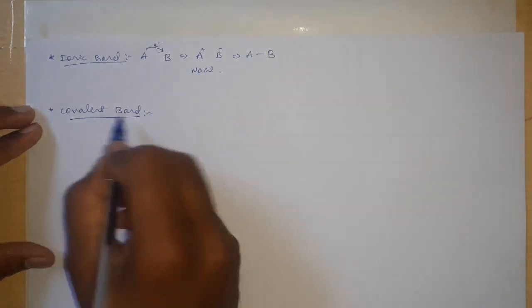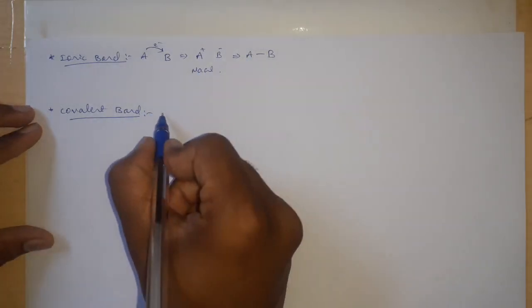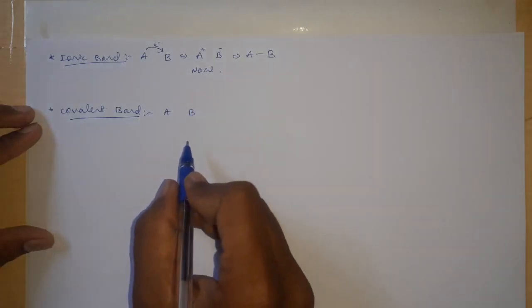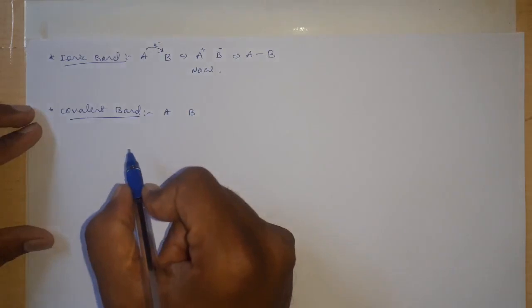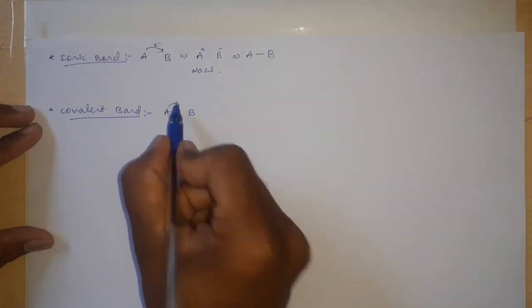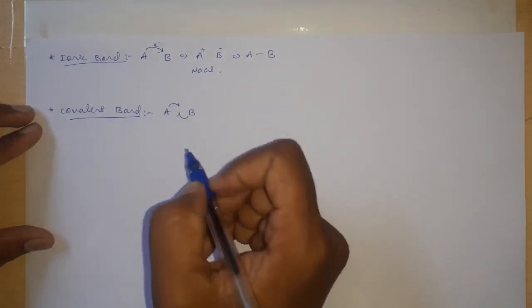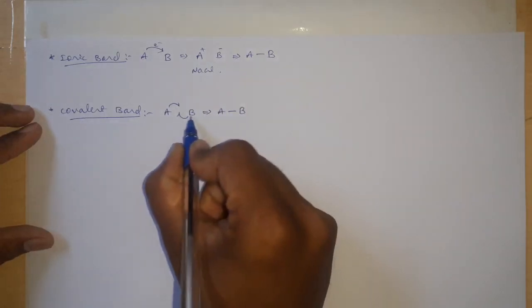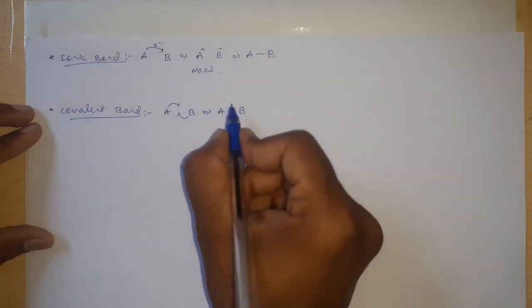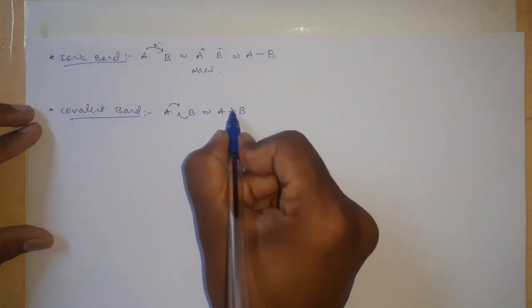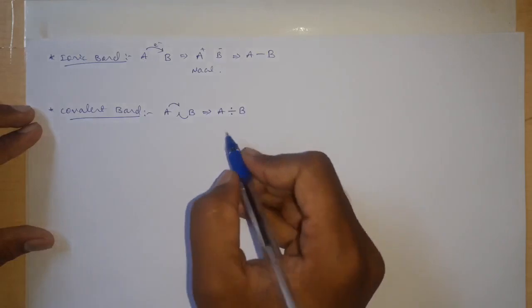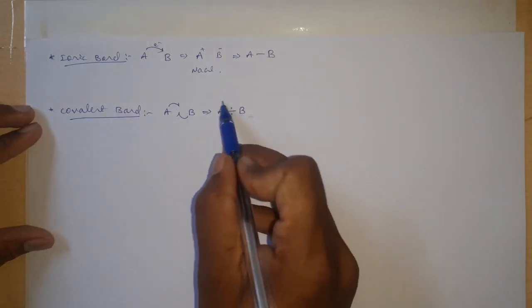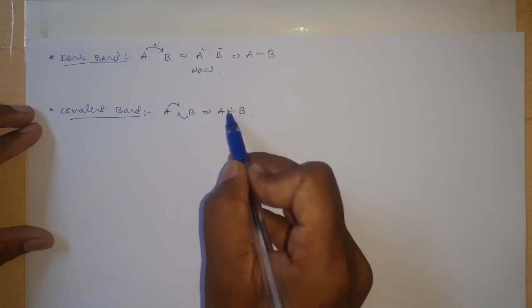Okay. Then covalent bond means what? Here the sharing of electrons takes place between the combining atoms. Here A and B are the combining atoms, so A will share one electron and B will also share one electron, which results in the formation of a bond between these two combining atoms, and here the bonded electron pair belongs to both the combining atoms, to A as well as B.